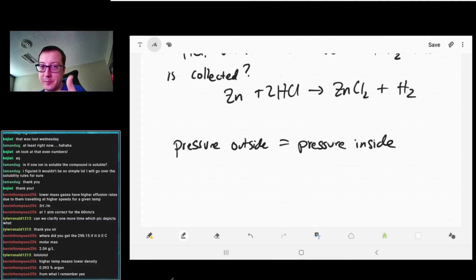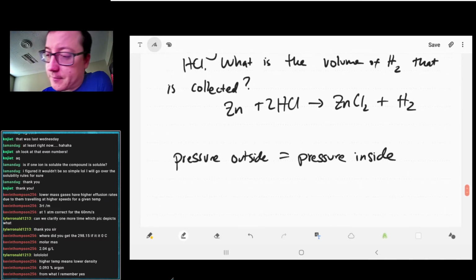Okay, so that's how physics will work here. So we're going to make it so that they're going to be the same because our water levels will be equal. Cool. I really regret choosing this problem, but let's do it.